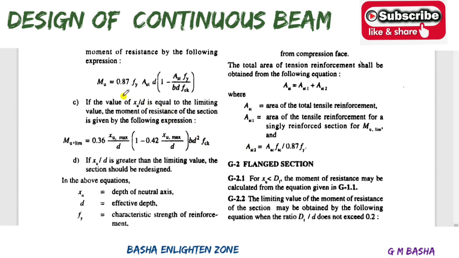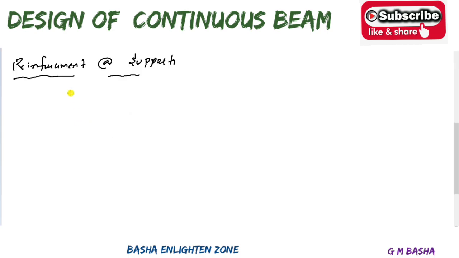See here, this is the formula which was in the code book, page number 96. Mu equal to 0.87 fy Ast d into 1 minus fy Ast by fck b d. So take down that formula directly. Mu will be equal to 0.87 fy, area of the steel, d into 1 minus fy Ast by fck b d.